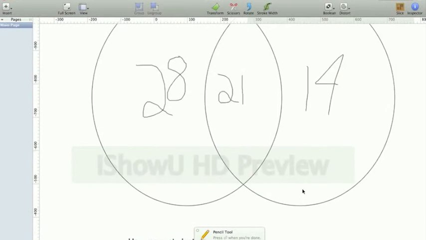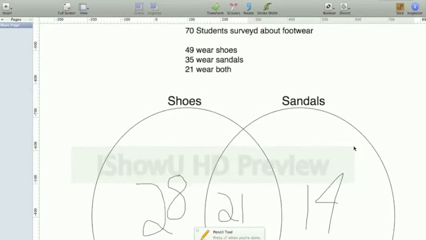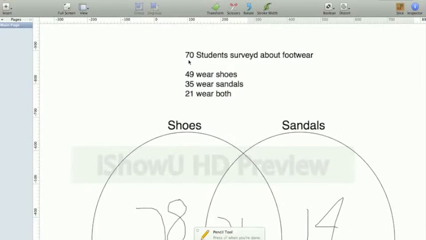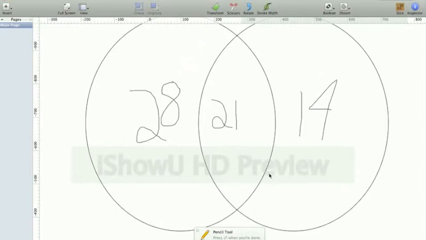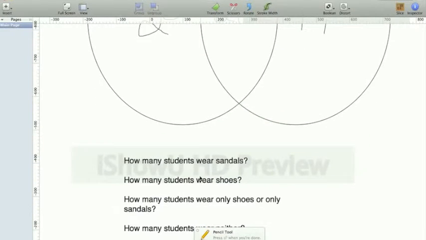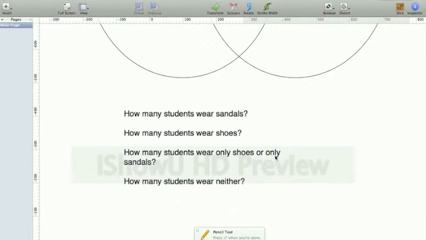How many students wear neither? That would be 28 plus 21 plus 14, which is 63, and you would subtract the 63 from the 70 students that were surveyed to get an answer of 7. So 7 students wear neither shoes nor sandals nor both.